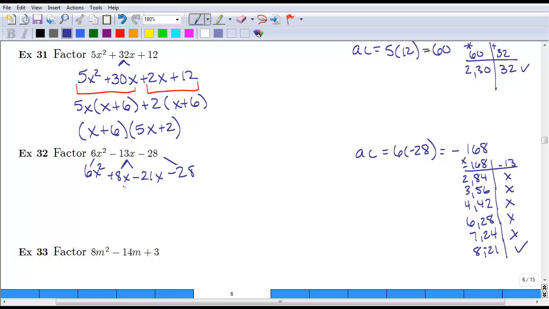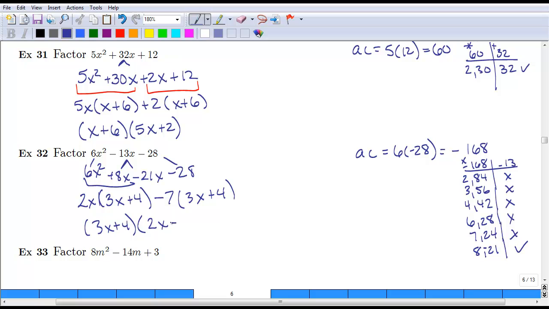So in this case, you group the first two. 6x squared and 8x have in common a 2x, and you are left with 3x plus 4. And this is where you need to be careful. In the second one, they're both negative, so we're going to factor out a negative 7 in this case. And we're going to be left with 3x plus 4 because we factored out the negative from both of them. They both end up being positive in the parentheses here, and that's good because we end up with 3x plus 4 as our common term.